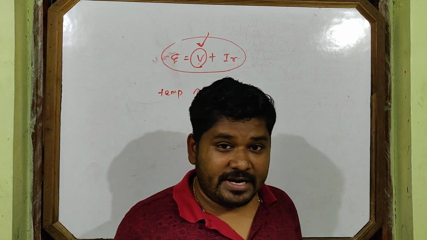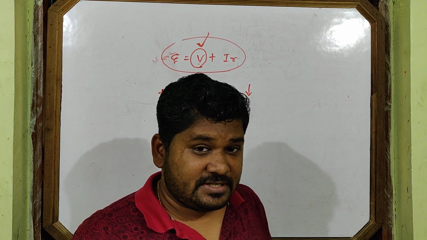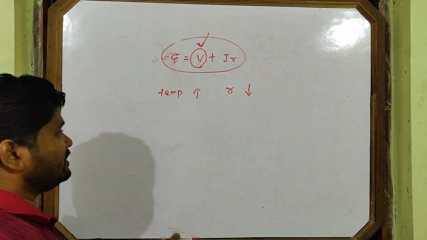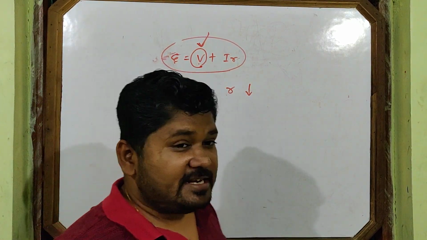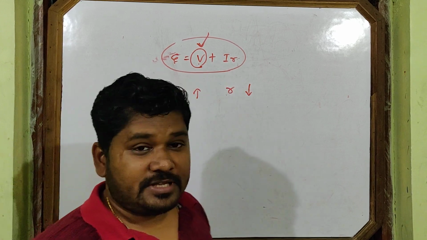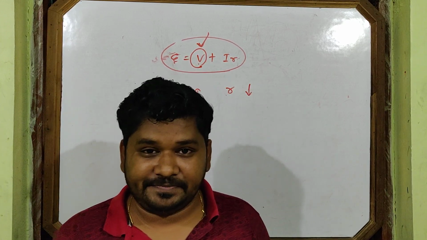Okay, you are getting what? V, the potential difference, that one you get. Okay, so what I am telling you is, when temperature increases, internal resistance decreases. So that is something you have realized in practical life.